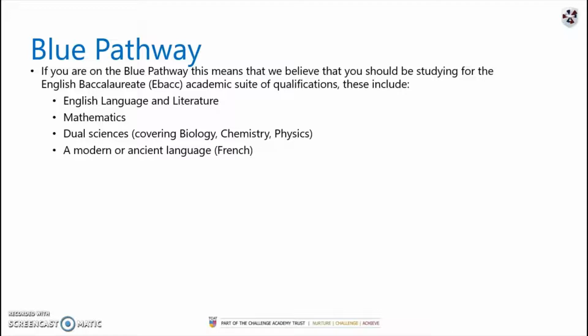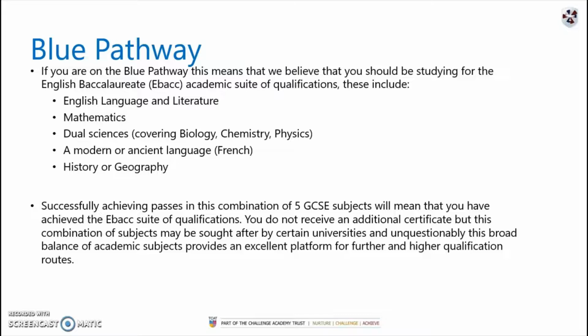It includes a modern or ancient language. In our case, it'll be French because students have studied that since year 7. And you'll study history or geography as your humanities subject. If you achieve passes in that combination of 5 subjects, it means that you've achieved the EBAC suite of qualifications. You don't get an extra certificate for that, but this particular combination of subjects is sought after by certain universities and definitely provides a broad, balanced academic curriculum that will enable you to go on to study anything you wish at further and higher education.